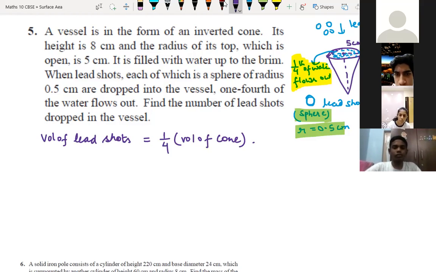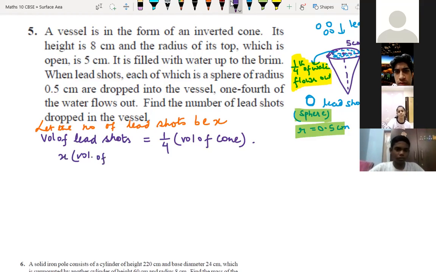So for the volume of lead shots, in the first line you write: let the number of lead shots be X. So the volume of lead shots will be X into the volume of each lead shot, which is equal to 1/4 of the volume of cone. So X into 4/3 pi r cube.